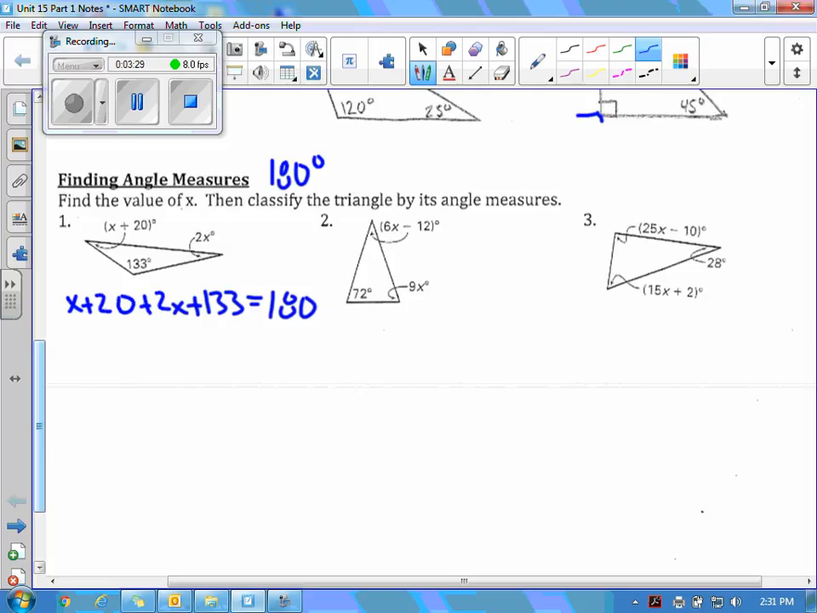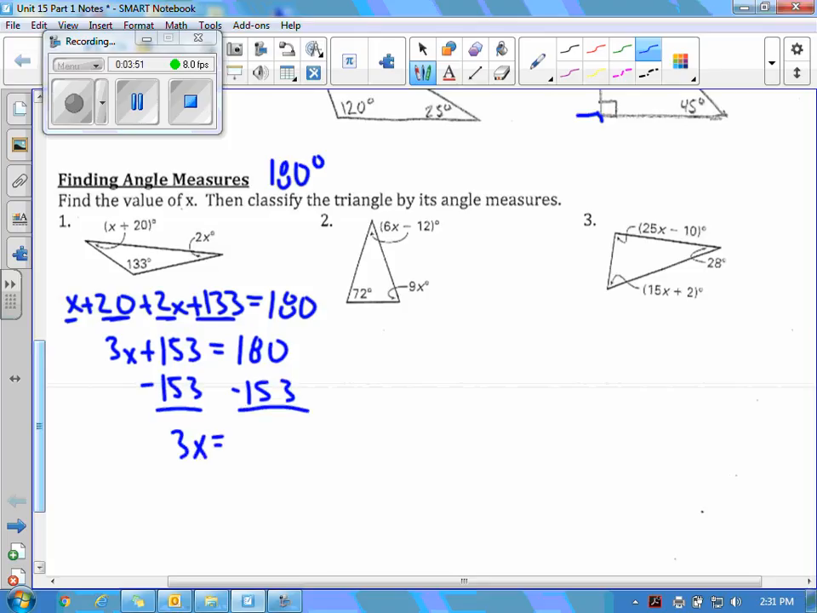So now we're just solving equations like we did halfway through the year. So x and 2x can go together, so that gives me 3x. 20 and 133 go together, that gives me 153. That's going to equal 180. So now I have a 2-step equation to solve, so I can subtract 153 on both sides, and I'll get 3x equals 27. I can then divide by 3, and I'll get x equals 9. So that's the first part. The first part is to find the value of x, which we've done right there.